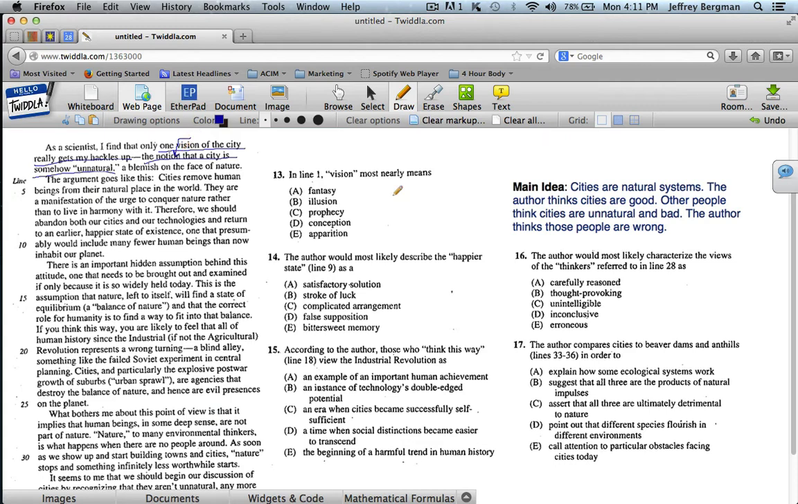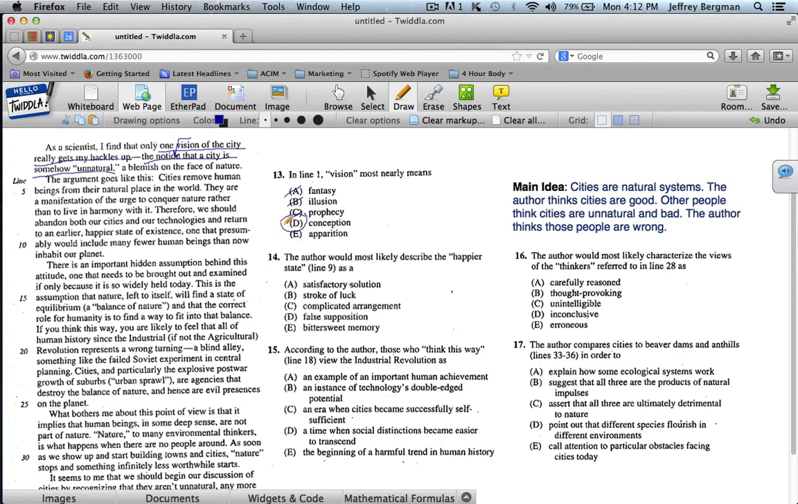All right. So vision most nearly means fantasy? No, that's not a notion. Illusion? No, that's not a notion. Prophecy? Nope. Conception is the answer. Apparition, you might not know that word. It's like a ghost or something like that. But conception is the one that means most close to notion. A notion is an idea. Conception is an idea.